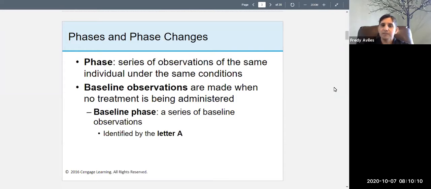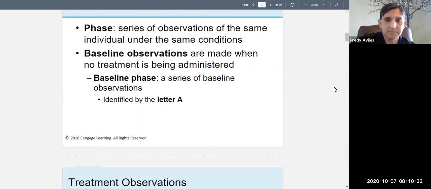If you have a baseline phase, remember a phase is a series of observations. A baseline phase is a series of baseline observations. A baseline phase is basically when you're observing over a period of time, several times, and no treatment has been given yet. Okay, and that's identified by the letter A. And you'll see what we mean in a moment with these letters.